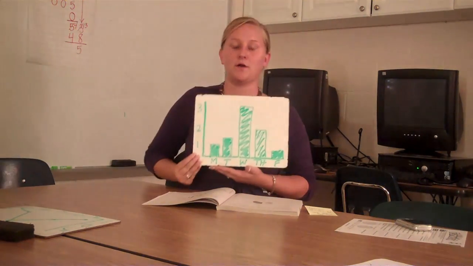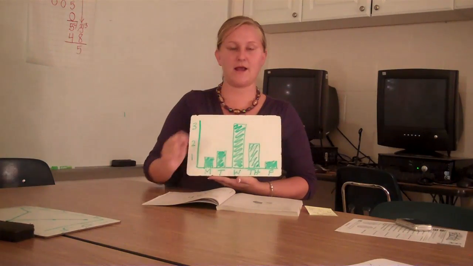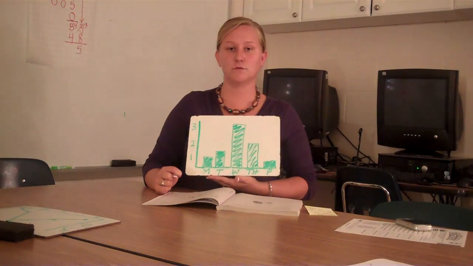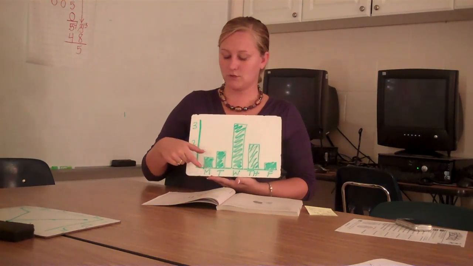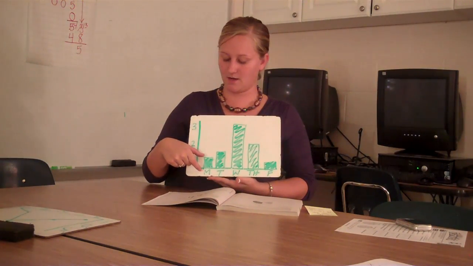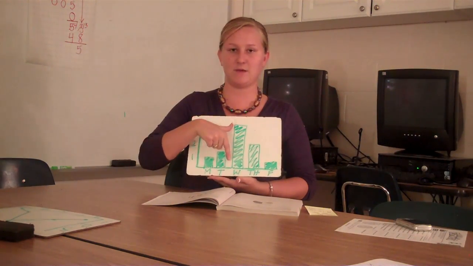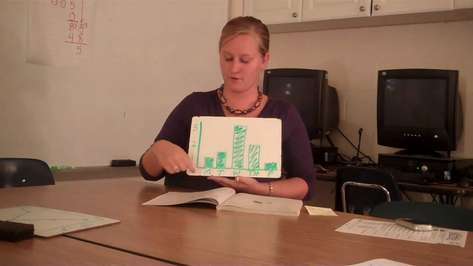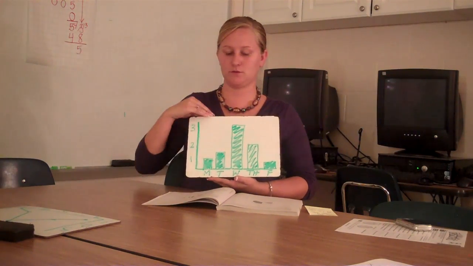This is my bar graph that I drew. This is Monday, Tuesday, Wednesday, Thursday, Friday. Bar graphs show totals. So this is the total amount of time that they spent on their homework. On Monday, they spent 1 hour. Tuesday, they spent 1.5. Wednesday, they spent 3, and so on and so forth. So bar graphs show totals.